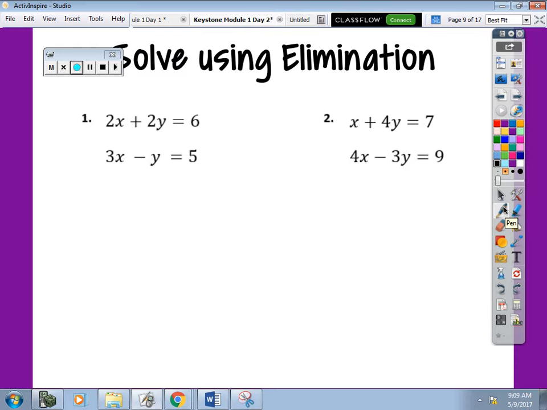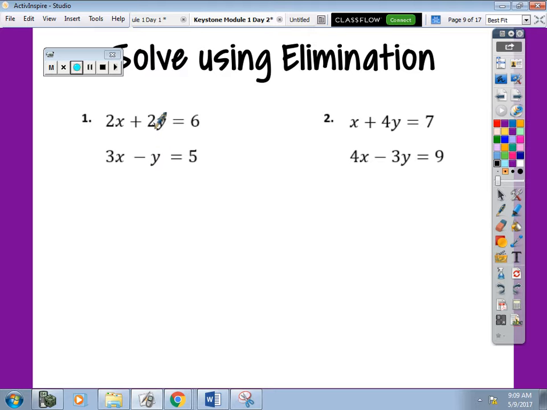Who remembers how we solve by elimination? What do we do? We're eliminating one of the variables. Eric? Multiply one of the equations to make what on the actual y solve. Perfect. You're going to get the coefficients to match. To do that, you're multiplying one or both of the equations by a number to get them to match.